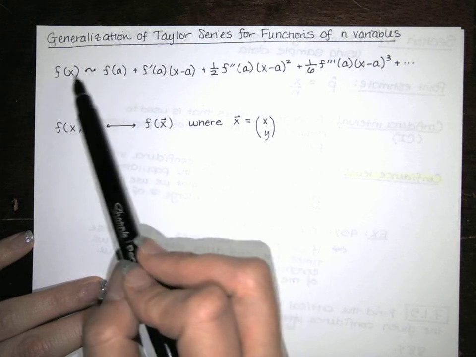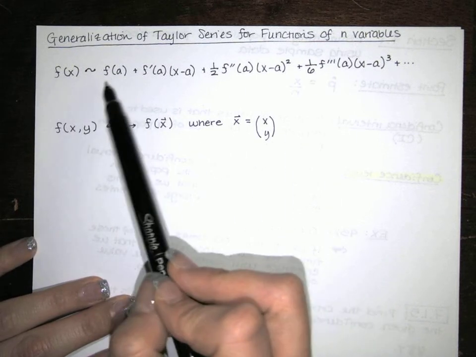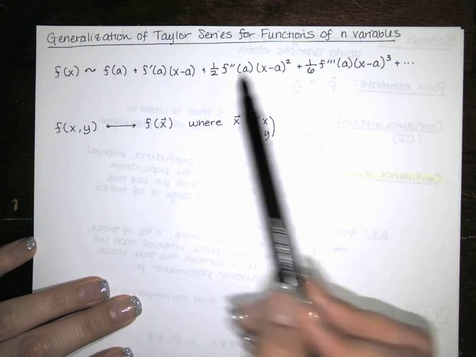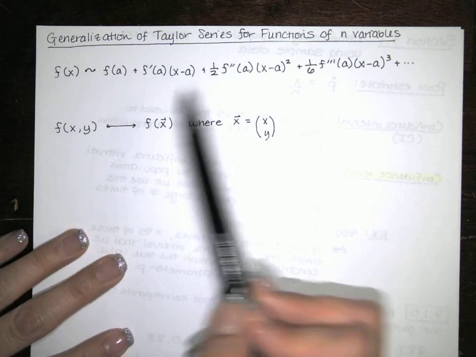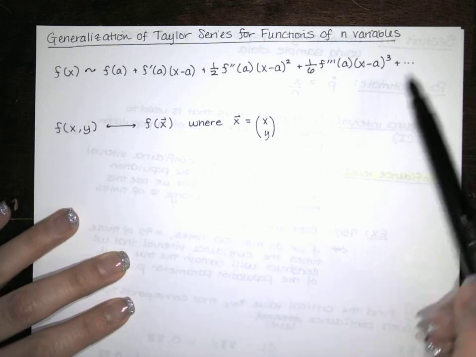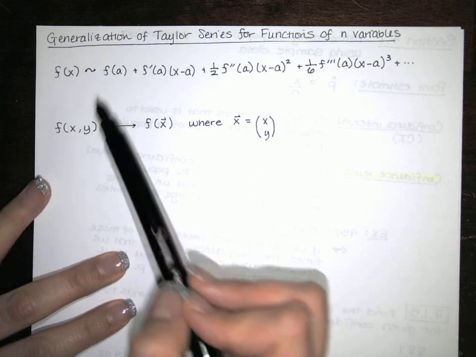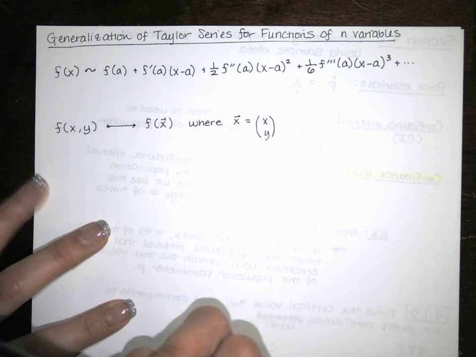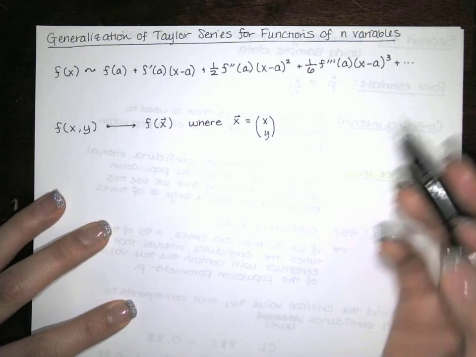So if f is infinitely differentiable, so I can find f of a, f prime of a, f double prime of a, f triple prime of a, and the remainder goes to 0 as n goes to infinity, f of x will converge to its Taylor series centered at a.